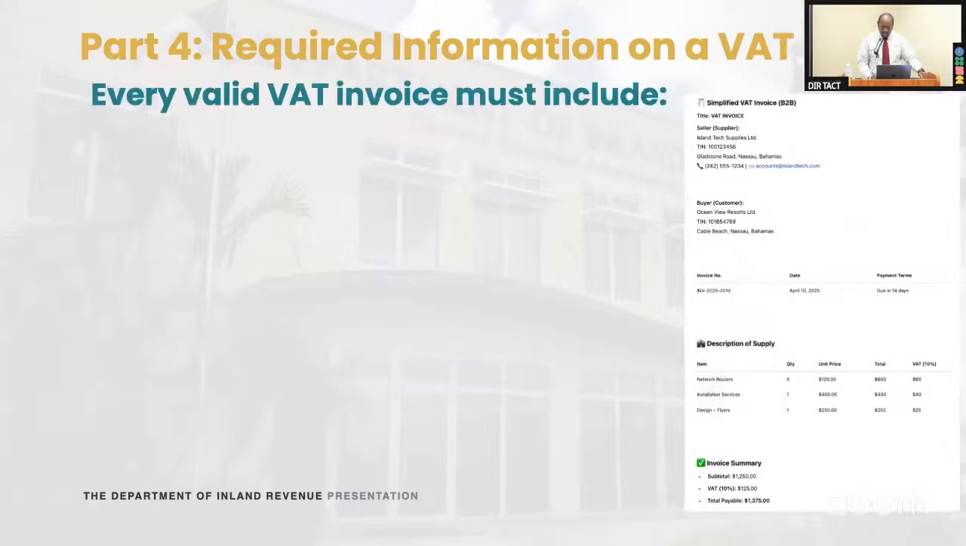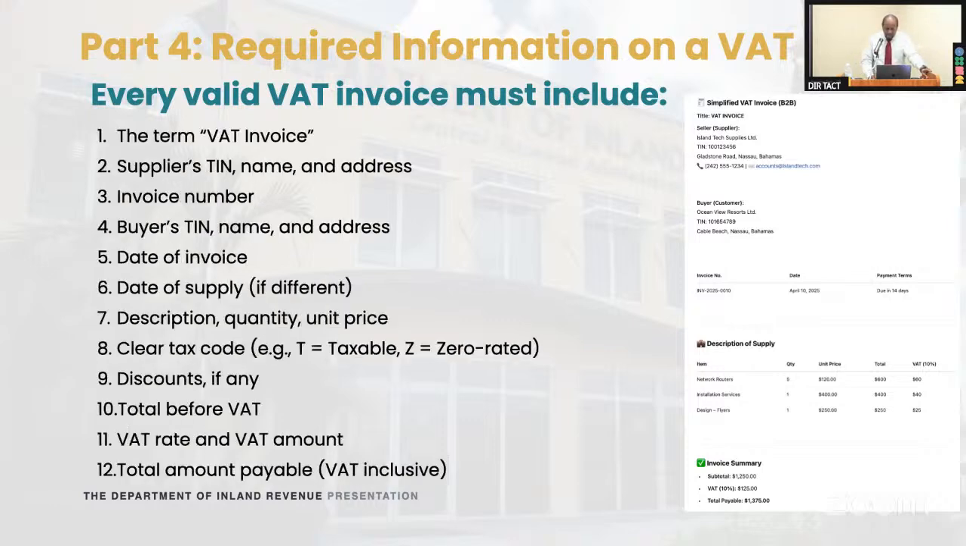So every valid VAT invoice must include the following. Again, the term VAT invoice, the supplier's TIN, name and address, the invoice number, the buyer's TIN, name and address, the date of the invoice, the date of supply, if different from the actual date of the invoice, description, the quantity and the unit, clear tax code. For example, because we have both the 10% and the 5%, when you look at a VAT invoice, you need to be able to see the differentiation between the two, as well as sometimes persons also have zero-rated items on the invoice that you charge. So you also need that to be displayed.